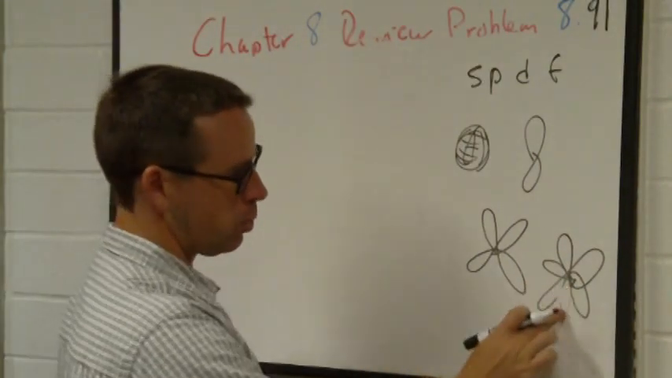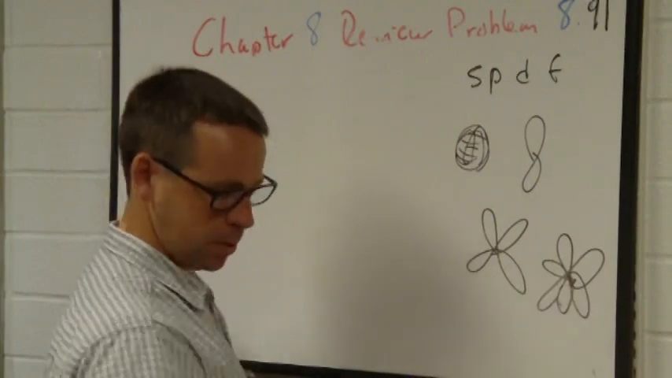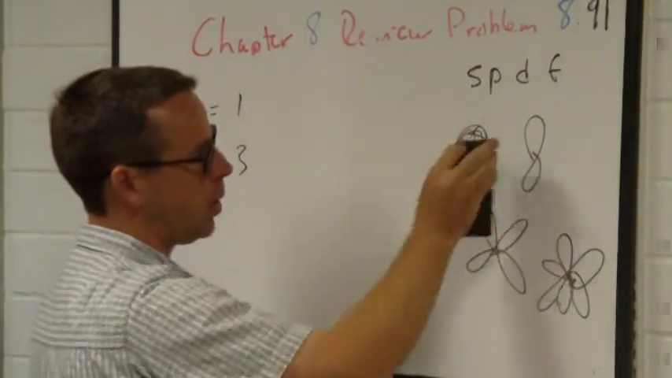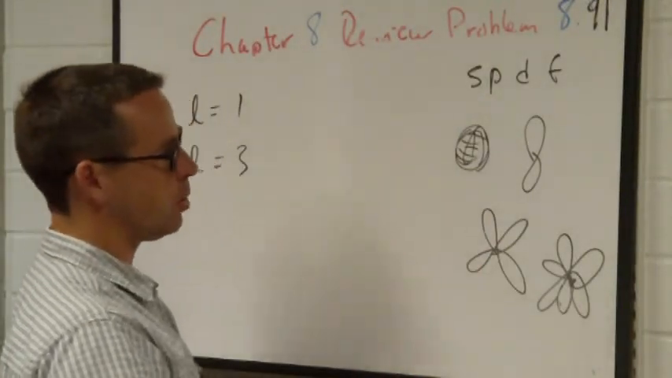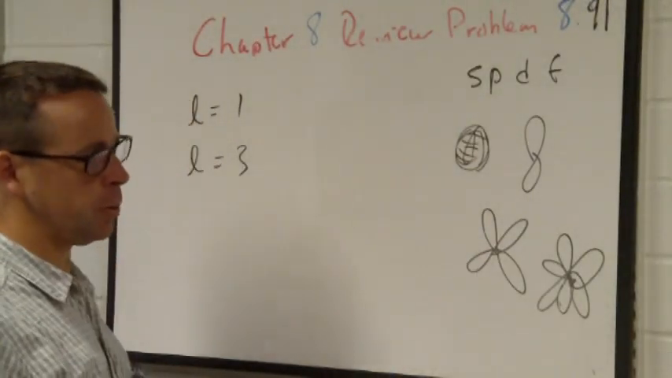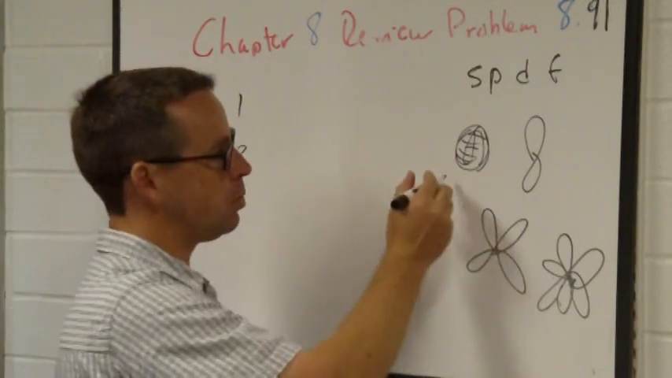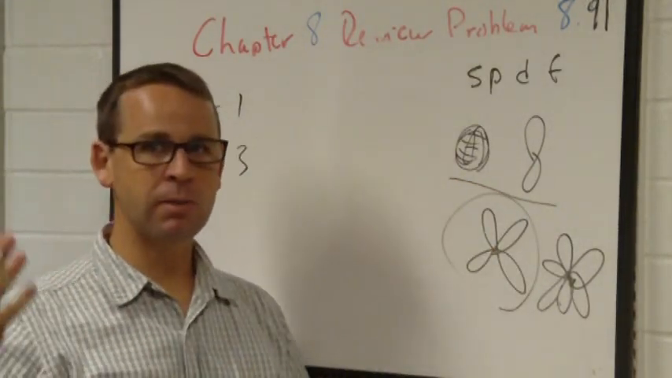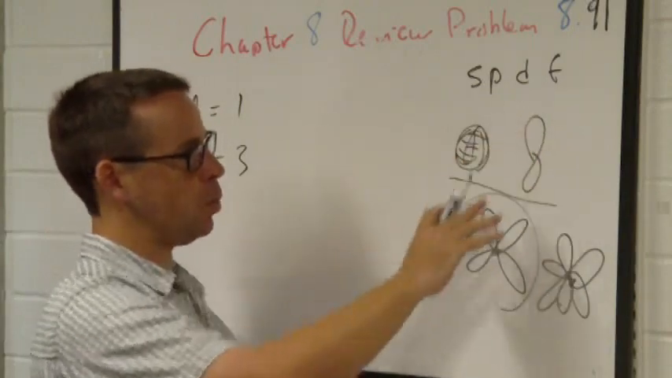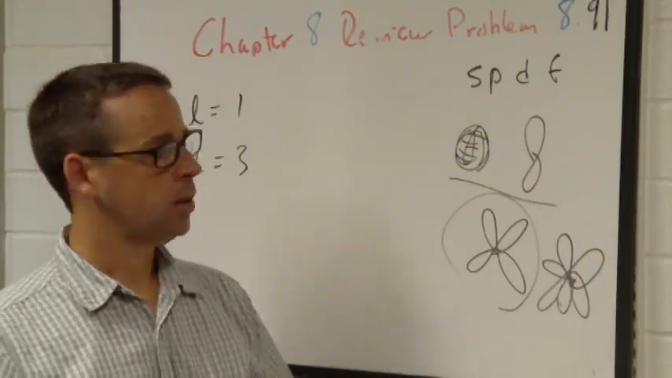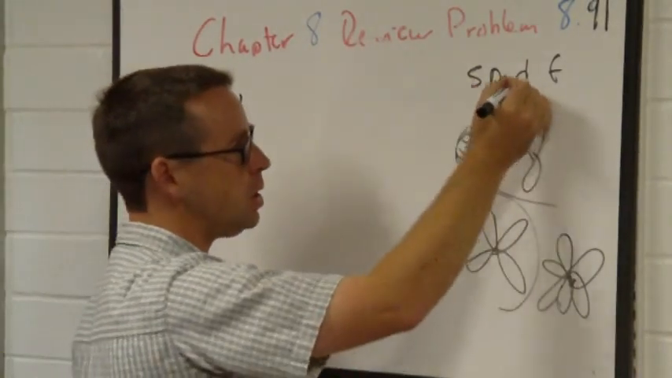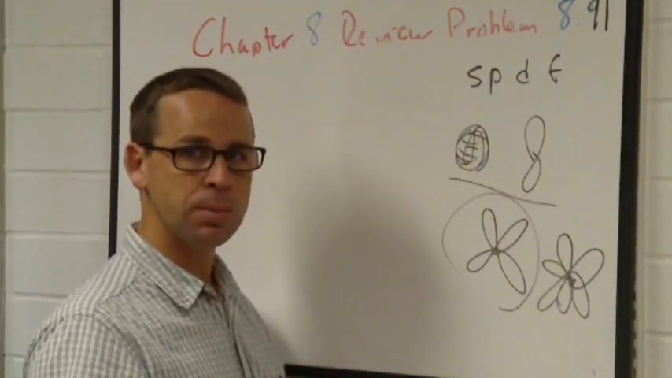So 1, 2, 3, 4, 1, 2, 3, 4, 5, 6. There. So these aren't SPDF, these are different orbitals that there are, and we don't even really have to remember that too much. We should remember the S and the P, and we can also keep in the back of our mind the fact that D has more lobes than the P. But the important thing is to remember that these SPDFs correspond to quantum numbers.